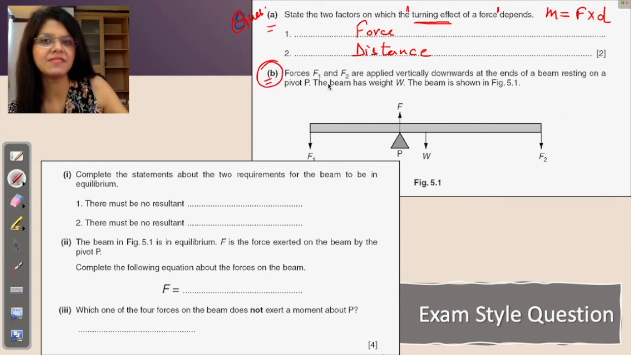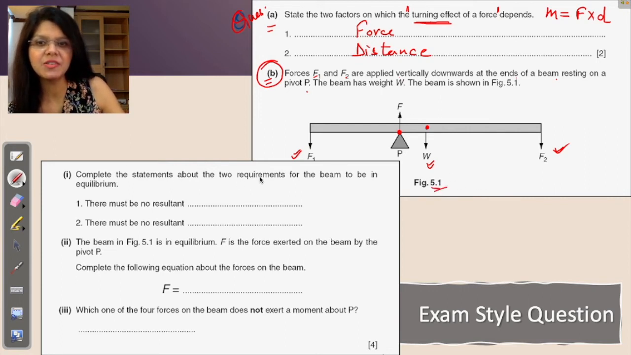B part. The forces F1 and F2 are applied vertically downwards at the ends of the beam resting on a pivot P. So you're given the pivot point P. They are saying F1 and F2 are acting downwards. The beam has a weight W. The weight is acting from the center point of the beam. The pivot here is not at the center point. The pivot is somewhere else. That's perfectly possible, right? The beam has the weight W. The beam is shown in this figure as you see here.